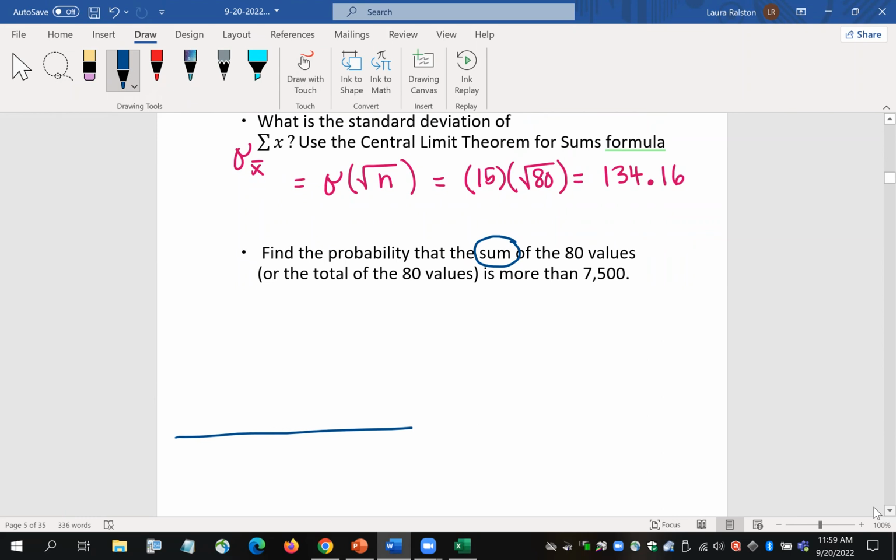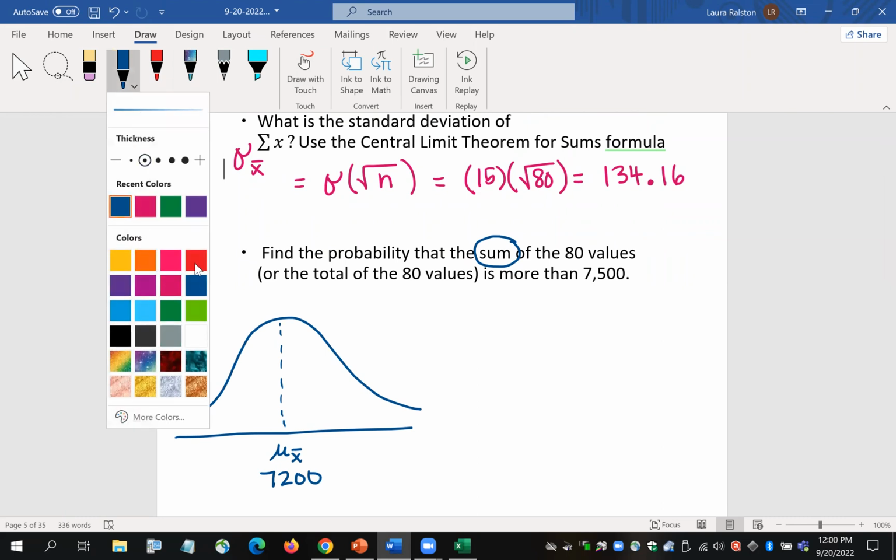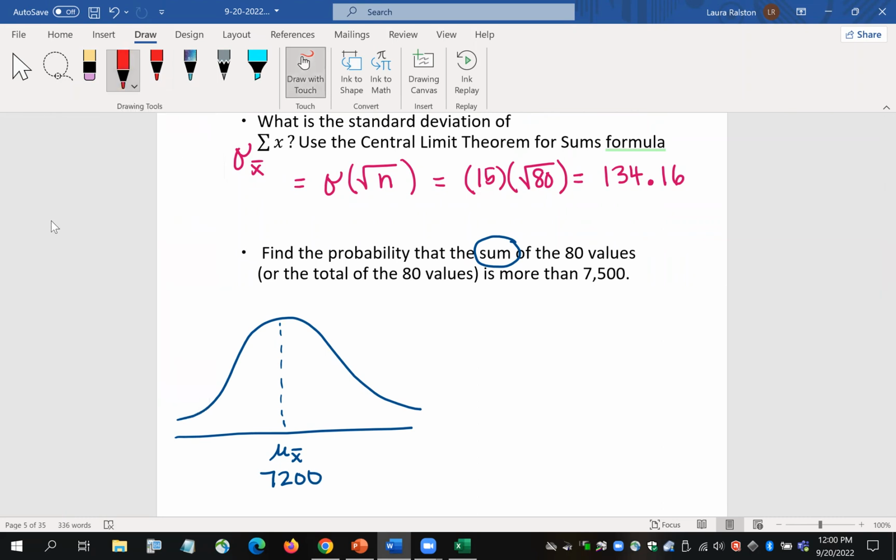So I have my normal distribution, which I know I now have because we've applied the central limit theorem. The mean for the sum was 7,200. This one asked me if it's going to be more than 7,500. Which again, remember that the probability corresponds to the area under the curve, and this one visually, being more than, is a right tail.